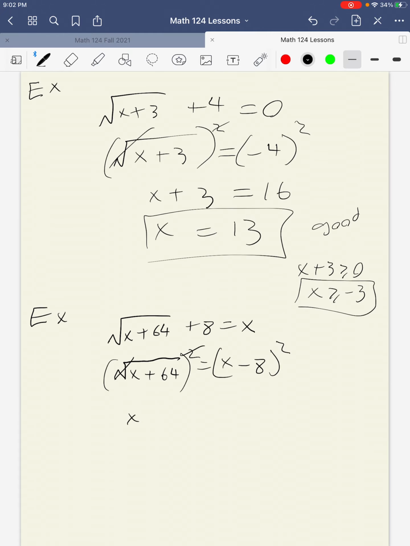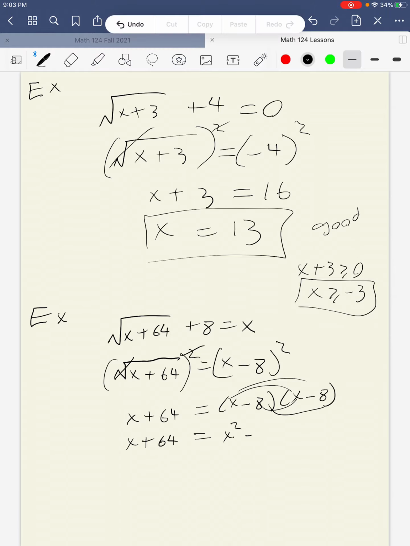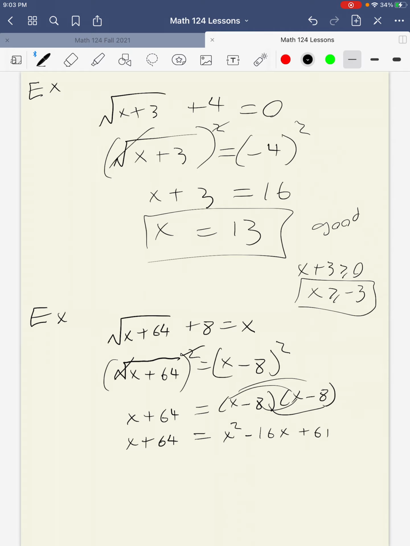So the left-hand side cancels out as x plus 64. But recall, when we square a factor, what that means is we multiply it by itself, and then we have to FOIL it out. So we have x plus 64 equals x squared minus 8x, and then minus 8x again. So minus 16x plus 64. Okay, luckily these 64s go away. I'll minus x to the other side. 0 equals x squared minus 17x.